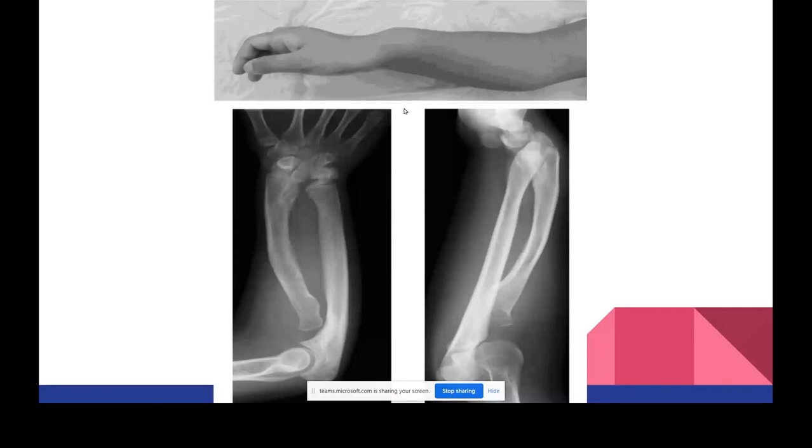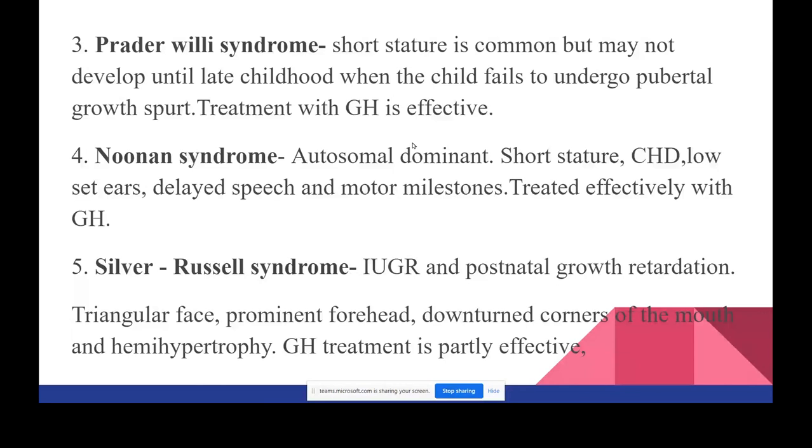And Prader-Willi syndrome. Their short stature is common but may not develop until late childhood. When the child fails to undergo the pubertal growth spurt, then only they are going to be short because they don't have the pubertal growth spurt. And with those, the treatment with growth hormone is effective.